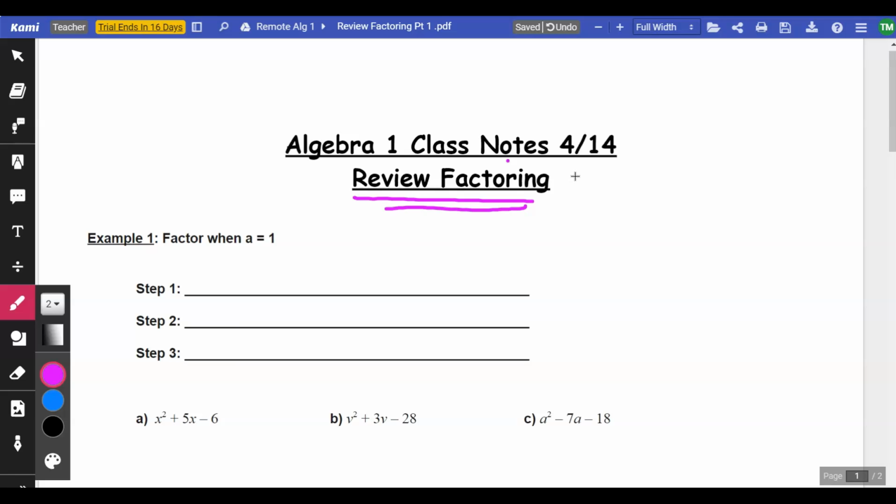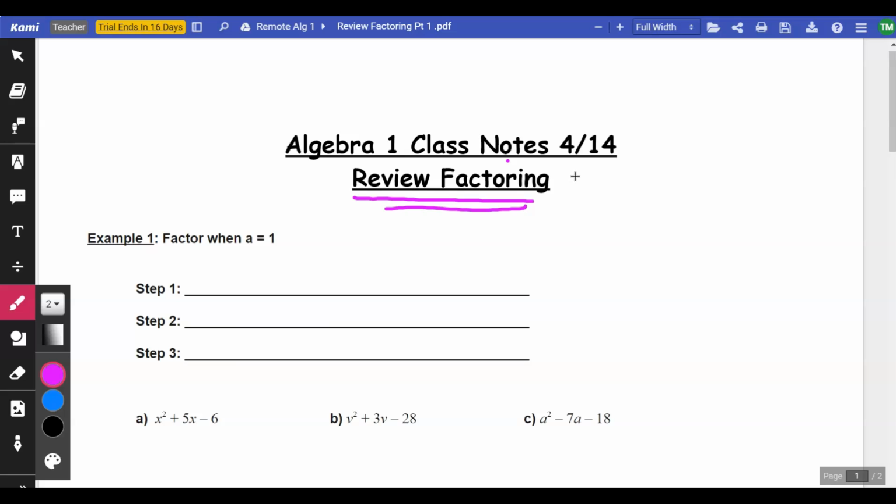Now, I uploaded on Schoology a copy of our factoring cheat sheet. So if you didn't have a chance to take all your math stuff home and you weren't able to get your cheat sheet to your house, there's a copy online for you, and you can just copy it down onto a piece of notebook paper or whatever you need to do.